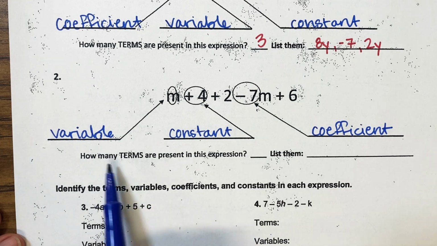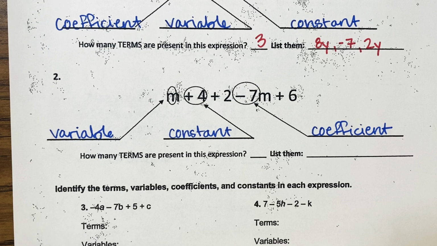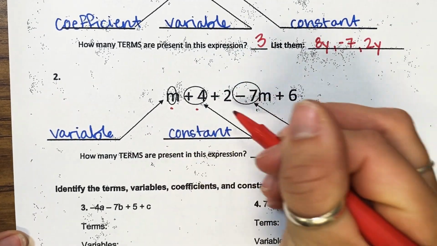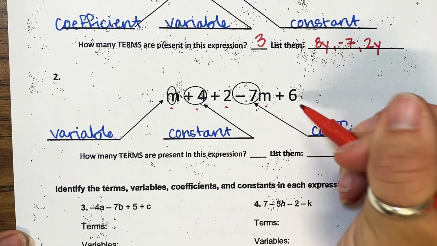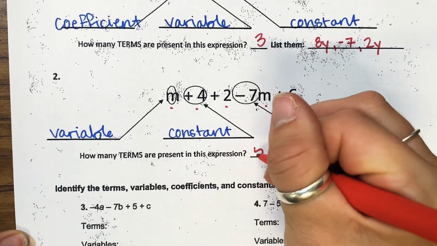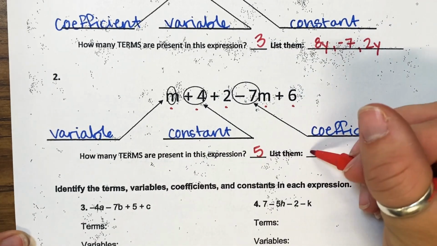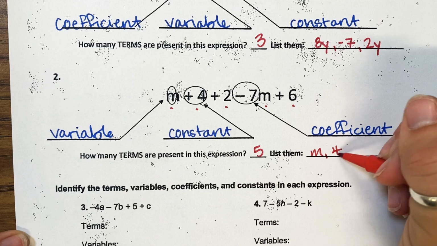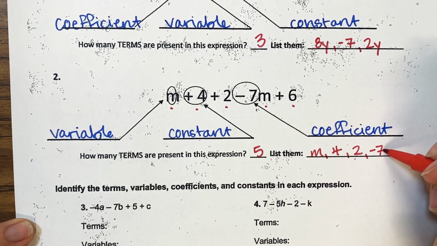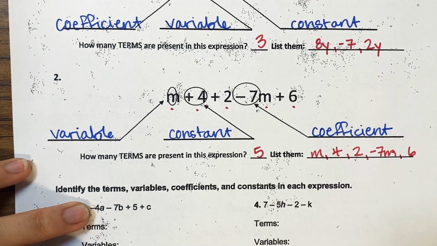Okay, how many terms are present in this expression? So let's count them up. They're separated by plus and minus signs. So we have m, 4, 2, -7m, and 6. 1, 2, 3, 4, 5. 5 terms. And now let's list them. M, 4, 2, -7m, and 6.